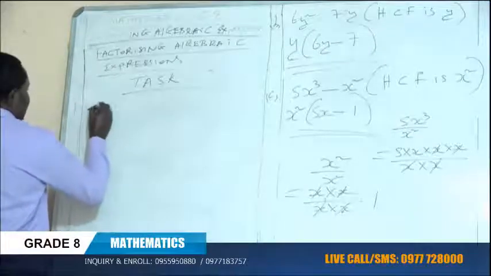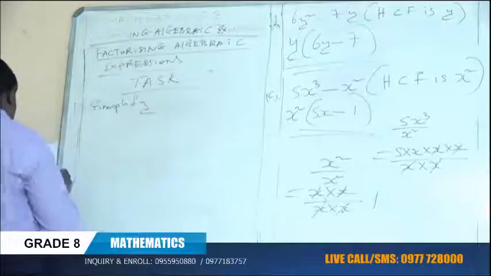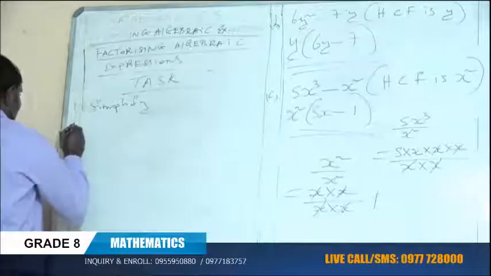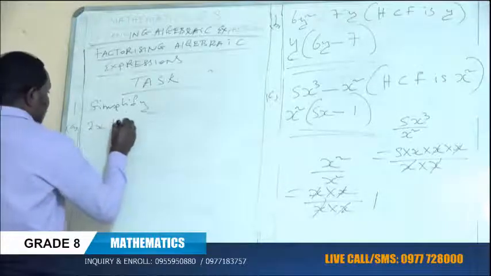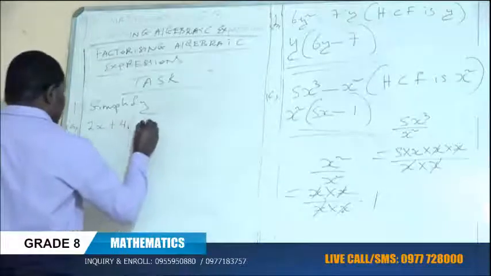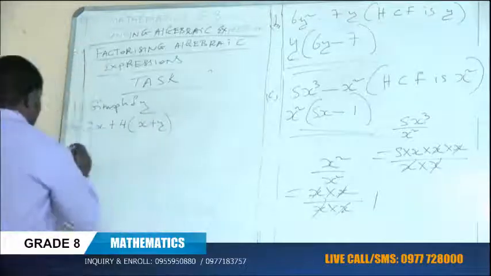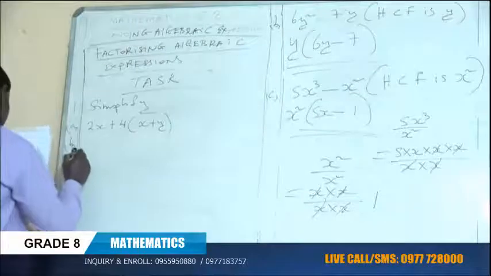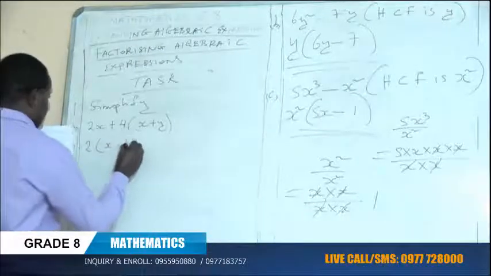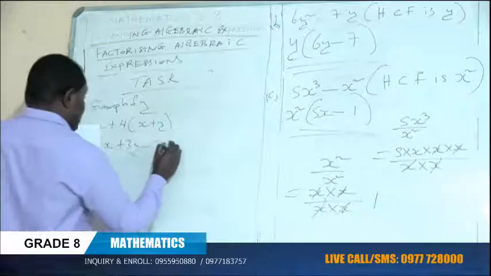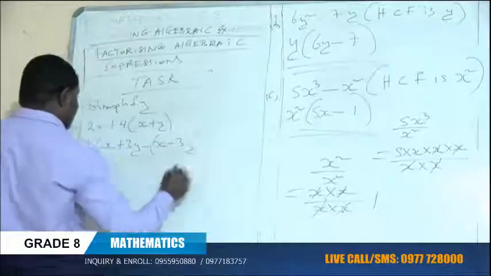The first question says simplify: a, 2x plus 4x plus y; b, 2x plus 3y minus x minus 3y.